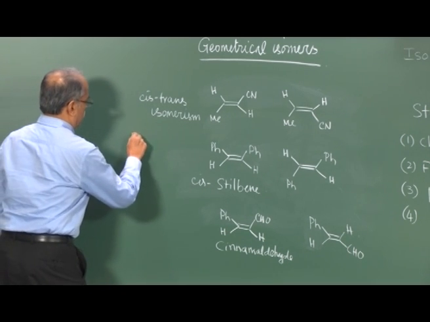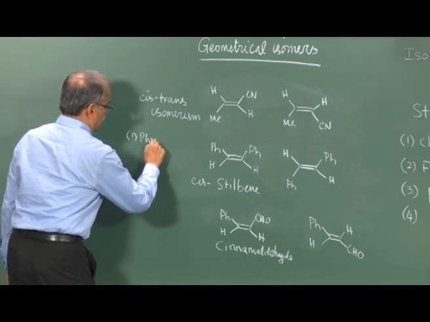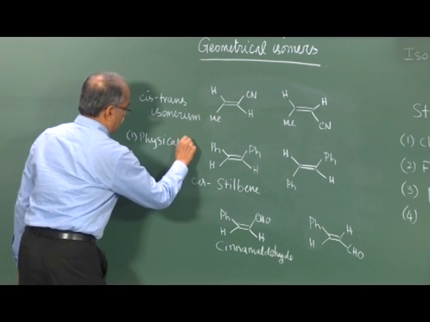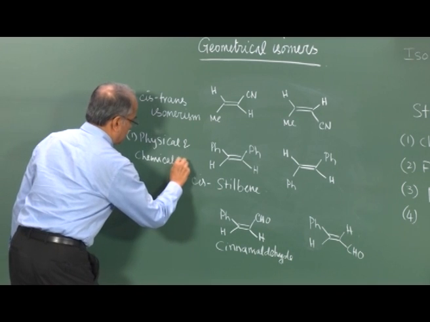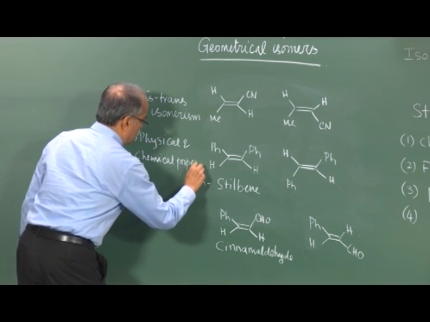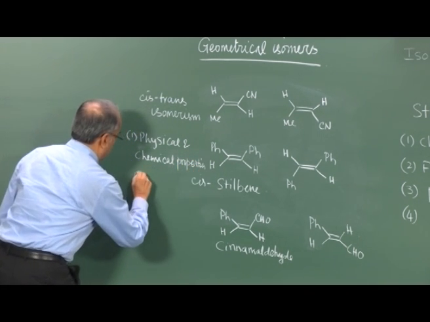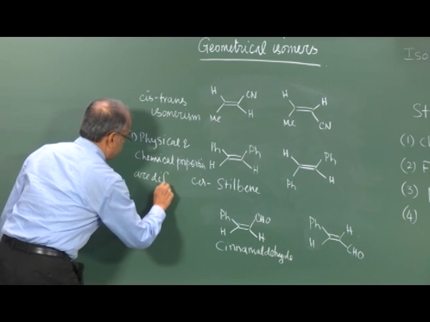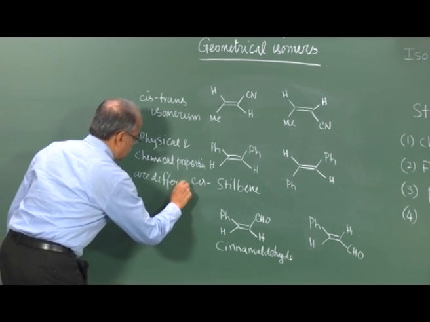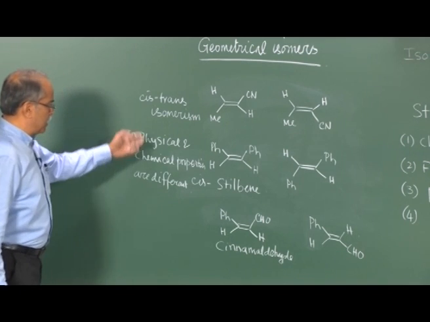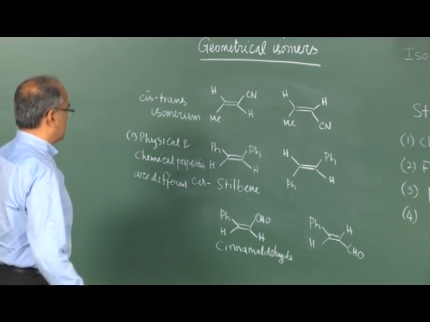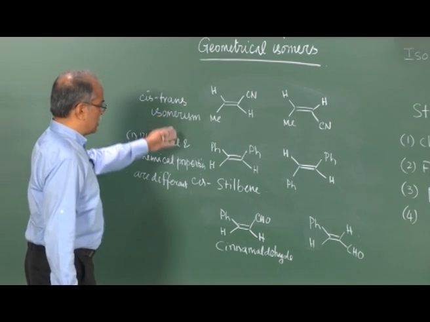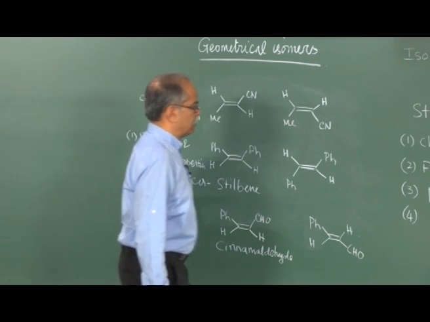Their physical and chemical properties are different. Since the structure is different, the physical and chemical properties are entirely different for this class of isomers, which are shown as cis-trans isomers in this particular case.